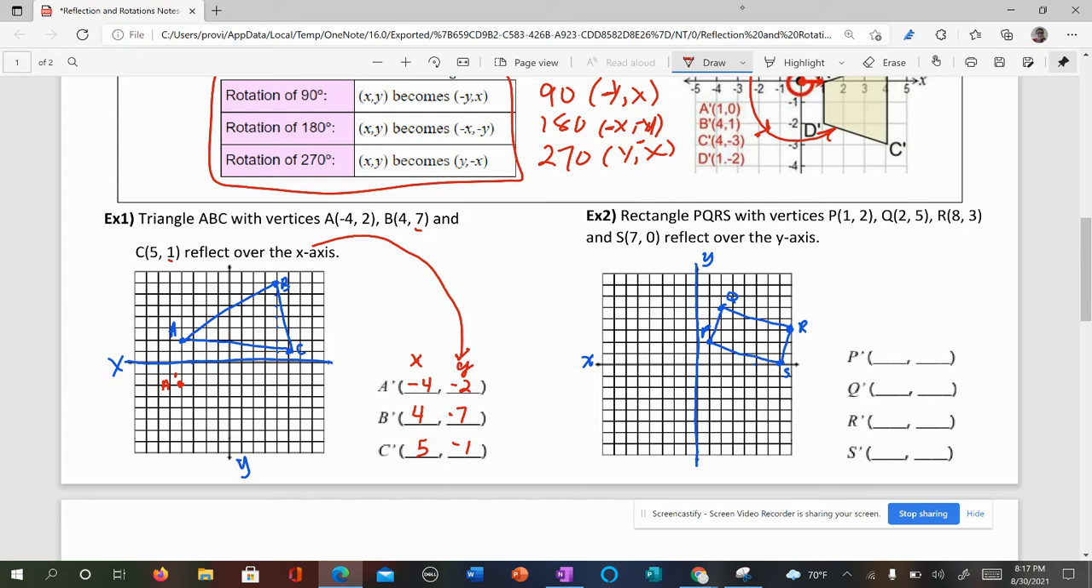1, 2, 3, 4. 1, 2, 3, 4, 5, 6, 7. So this is B prime. And then 1, 2, 3, 4, 5, and 1. And that becomes C prime. And then attempt to connect them. And it should be, ooh, that's bad. It should be equal size in the same shape, just reflected.